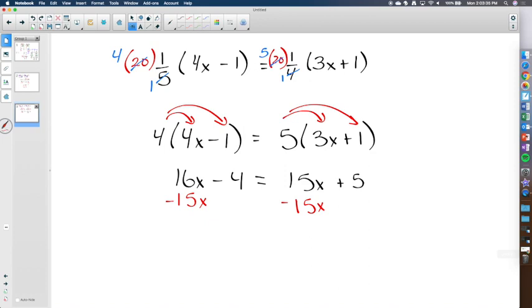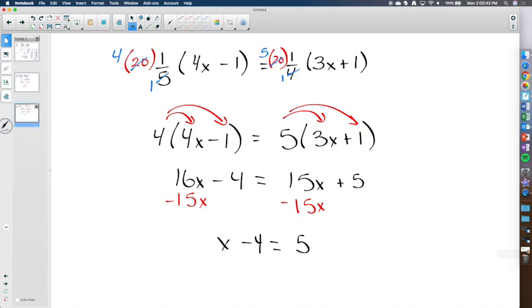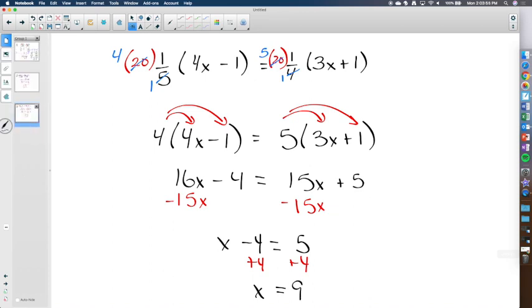That leaves me on the left-hand side with x minus 4 is equal to, and on the other side I just have 5. And then I'm going to add 4 to remove my constant from both sides. And now I have x is equal to 9. So nice and simple. I was able to get rid of all those fractions right at the beginning by finding that common denominator.